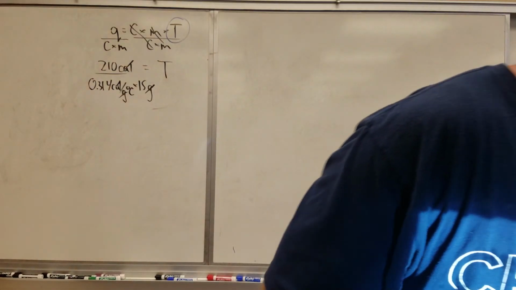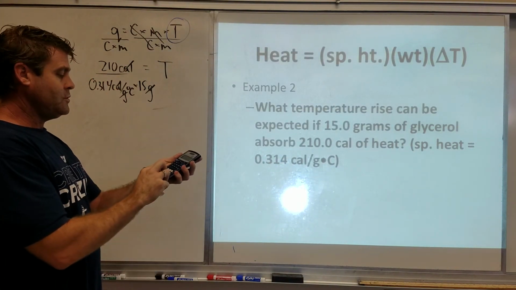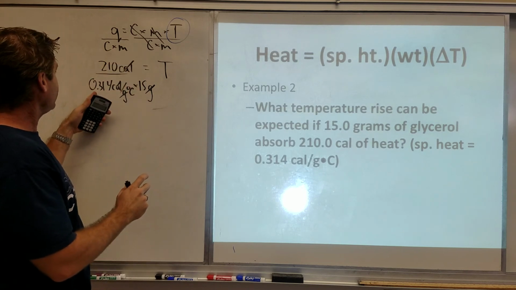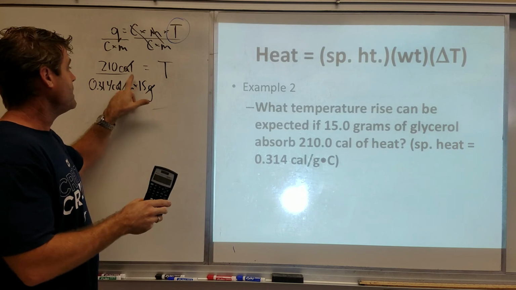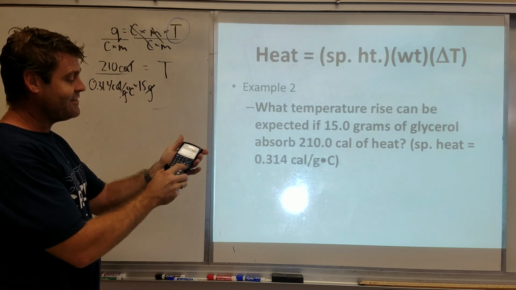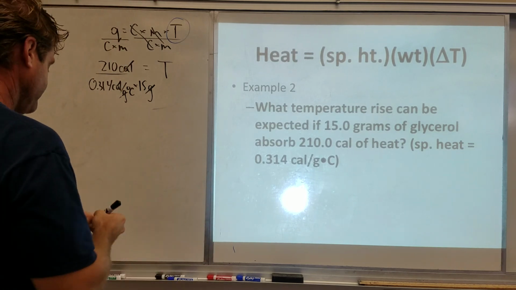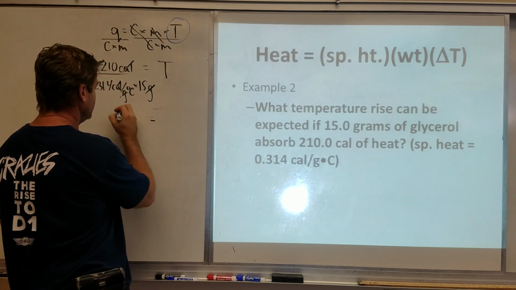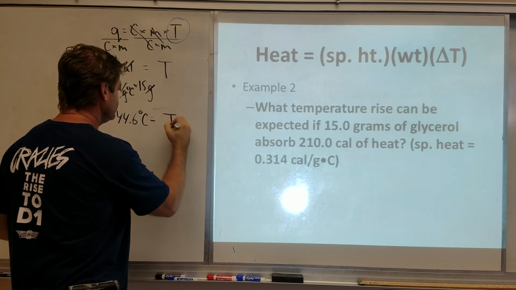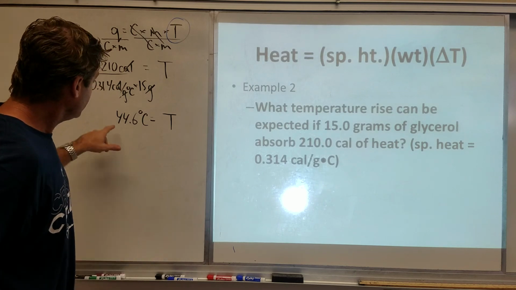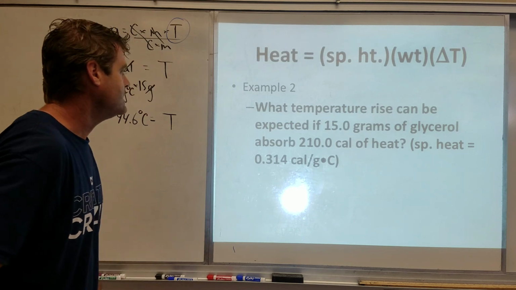Now it's just a matter of using my calculator. I punch in 210 divided by 0.314. And then what do I do? It's on the bottom, so I divide again, divided by 15. And I get 44.6. Now, lest you think you're done, that's my answer, 44.6 degrees Celsius. What temperature rise can be expected? Oh yeah, you know what?